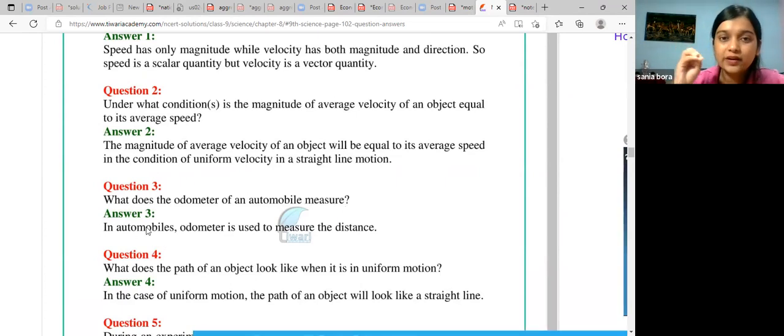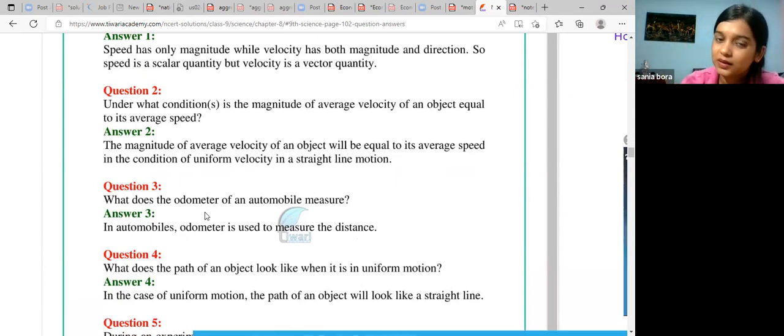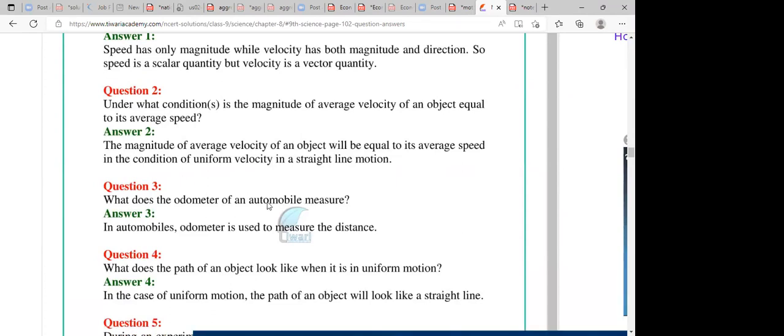Next, what does the odometer of an automobile measure? So in automobiles, the odometer is used to measure the distance. Very, very important question. So in automobiles, if you are going to measure the distance, how will you measure it? With the help of an odometer. Clear? Jasleen? Yes, ma'am. Adil? Okay.